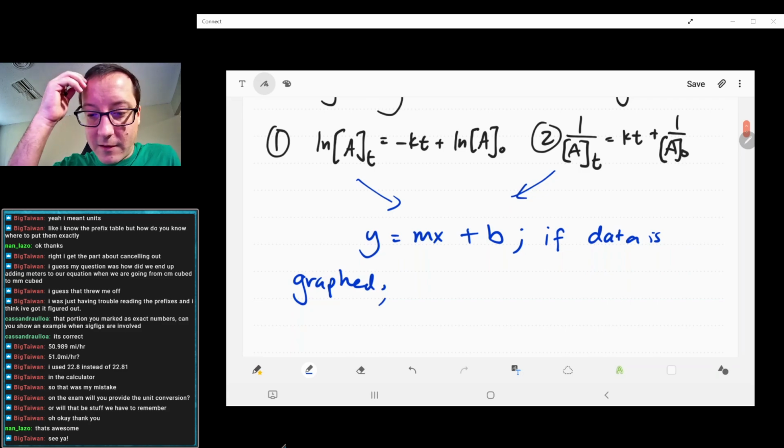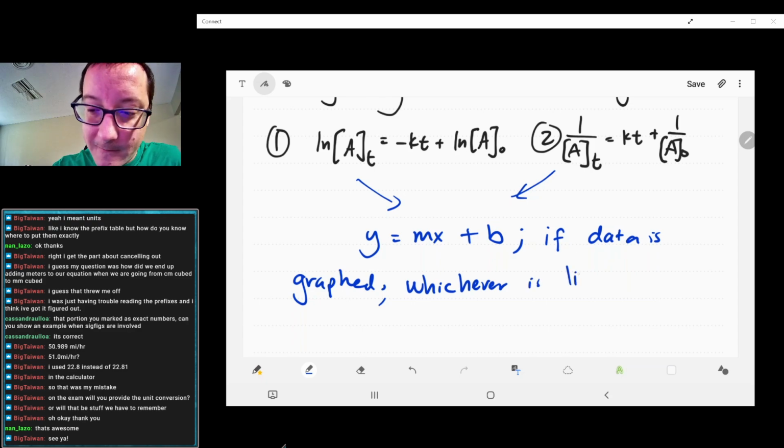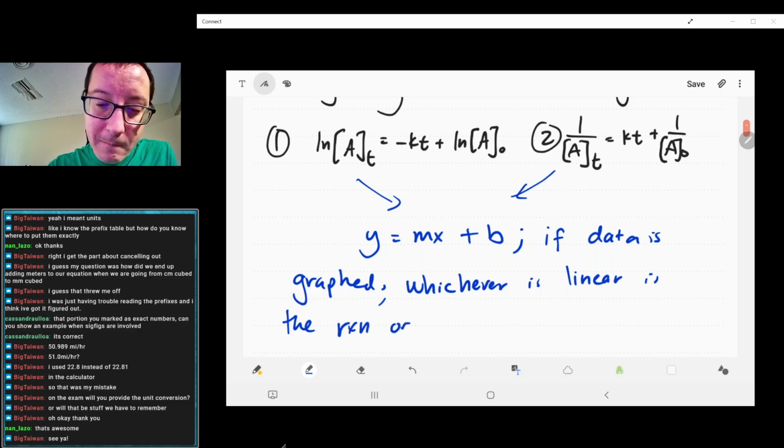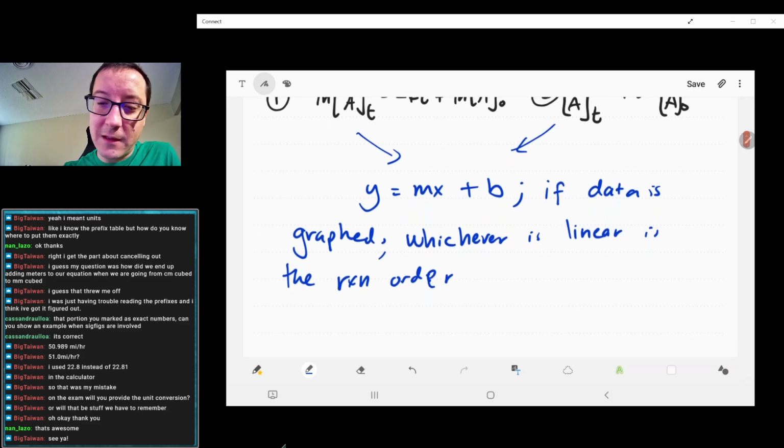So it turns out that if you graph your data, then whichever one is linear is the reaction order. Let's go ahead and take a look at what that means.